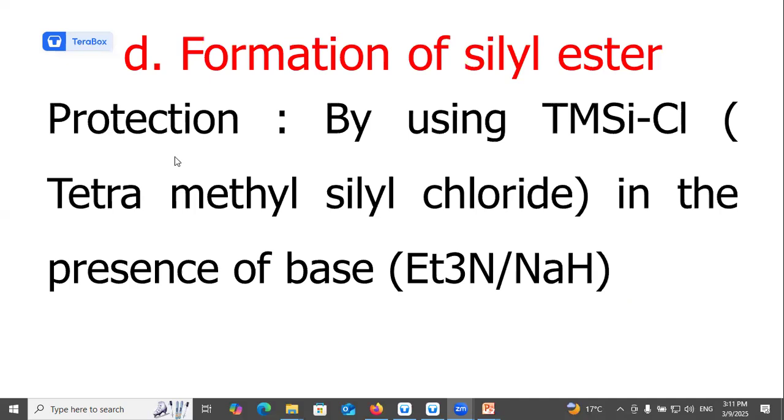Formation of silyl ether protection by using trimethylsilyl chloride in the presence of a base, triethylamine or sodium hydride. See, this is the trimethylsilane. It may also have phenyl or other larger alkyl groups. So we write in general silicon chloride, whatever it may be, phenyl or different kinds of alkyl. So we have taken it in general form, and the alcohol is treated with this silyl chloride in the presence of sodium hydride and or triethylamine, and we will get the silyl ether.